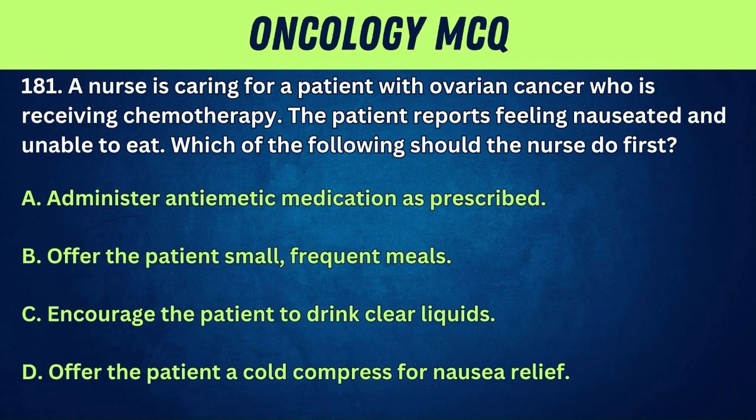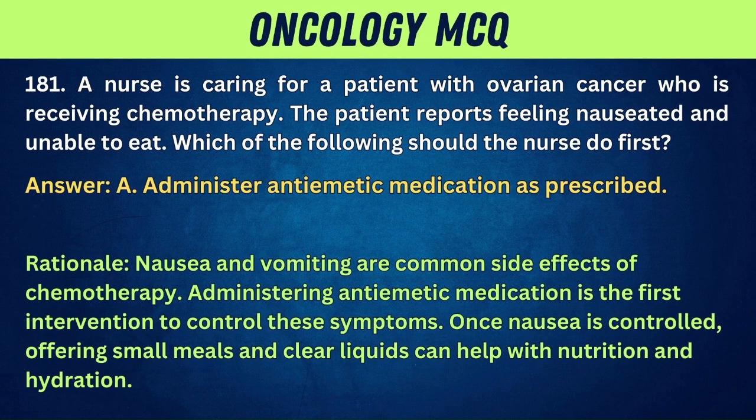181. A nurse is caring for a patient with ovarian cancer who is receiving chemotherapy. The patient reports feeling nauseated and unable to eat. Which of the following should the nurse do first? A. Administer antiemetic medication as prescribed. B. Offer the patient small, frequent meals. C. Encourage the patient to drink clear liquids. D. Offer the patient a cold compress for nausea relief. Answer: A. Administer antiemetic medication as prescribed.